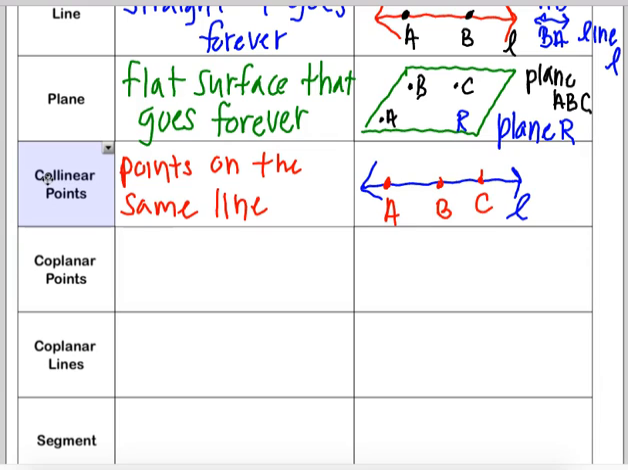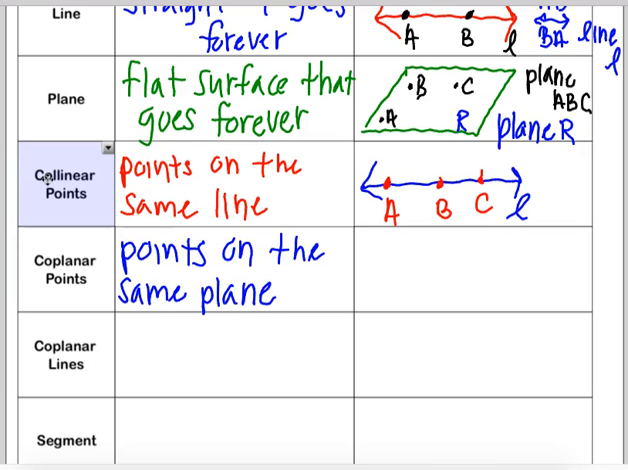Coplanar, think, if collinear meant on the same line, coplanar would mean points on the same plane. Points on the same plane. So again, a plane is our flat surface, our rectangle. I'm going to call it S. And then we have some points on here, A, B, C. So A, B, and C would be coplanar points.